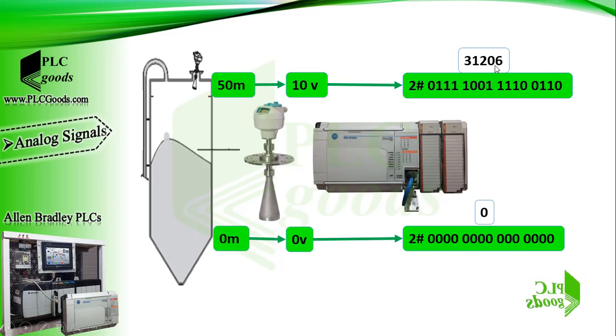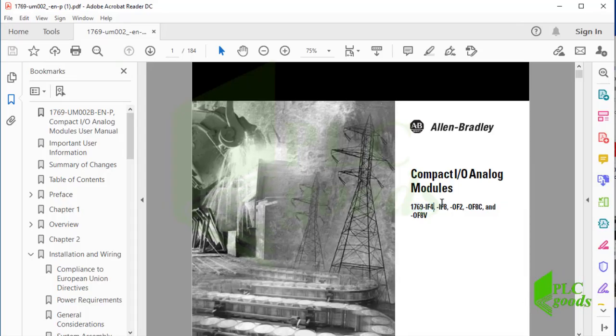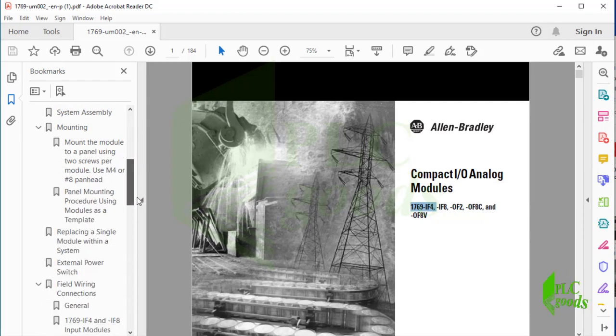But how did I find this number? Today, there is a manual beside each device, and it can also be found on the internet easily. See this manual of Allen Bradley Company. In this manual, I can find my analog input module properties. First, let's see its wiring diagram.